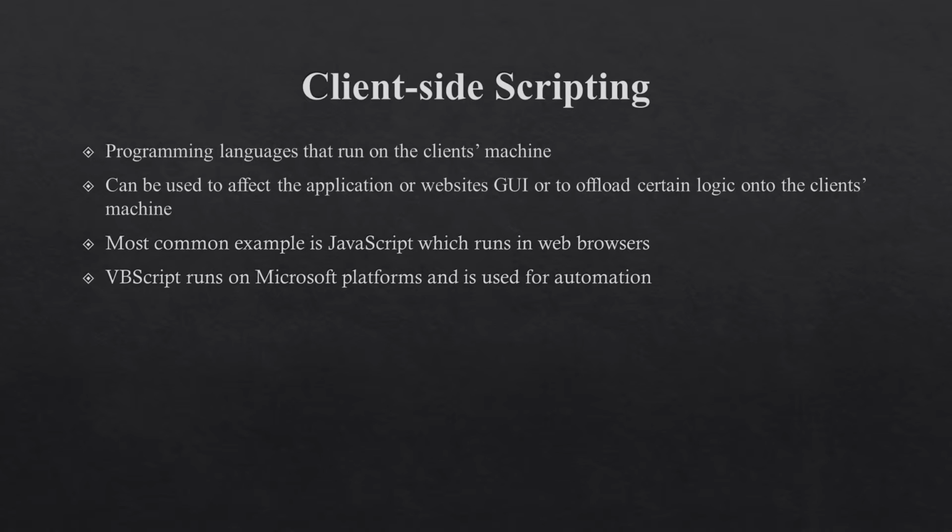Client-side scripting. Client-side scripting languages are programming languages that run on the client machine. Client-side scripts allow servers to send and run code on the client's machine, which can be used to affect the application or website's GUI or to offload certain logic onto the client machine. The most common example of client-side scripting is the use of JavaScript in web design. JavaScript is frequently used alongside HTML and CSS as a tool when making websites and web apps. Visual Basic Scripting Edition is another example which runs inside Microsoft platforms such as Internet Explorer and the Windows Script Host. Like JavaScript, it can be used in web design, but is more commonly used for automation.